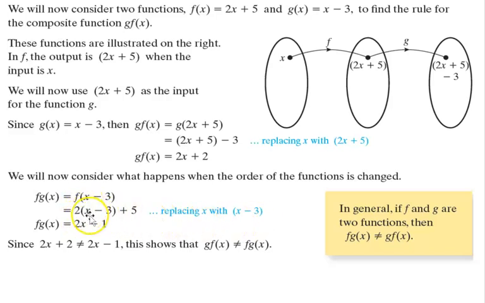And then 2 times x is 2x. And 2 times minus 3 is minus 6. And minus 6 plus 5 is minus 1. So f after g of x is equal to 2x minus 1. Since 2x plus 2 is not equal to 2x minus 1, this shows that g after f of x is not equal to f after g of x. In general, if f and g are two functions, then f after g of x is not equal to g after f of x. So now let's have a look at an example.